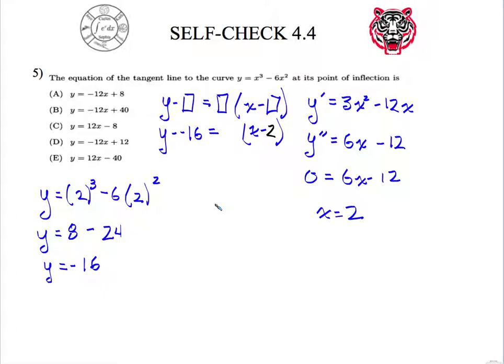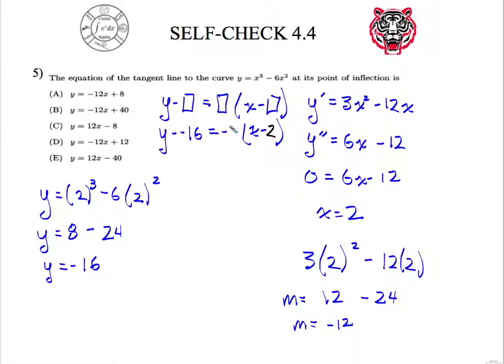How do we find the slope? We plug our x into y prime, and that is our slope. So our slope was 3x squared minus 12x, and plugging in our x, that's 2. So 2 times 2 is 4, times 3 is 12, minus 24, and therefore our slope is negative 12.